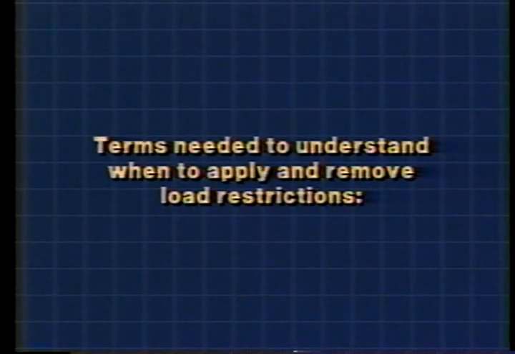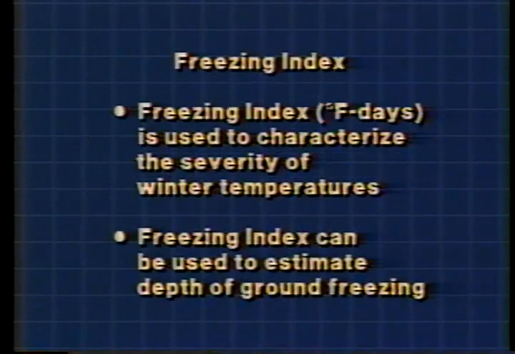To understand when to apply and remove load restrictions, you need to understand a couple of concepts to characterize freezing and thawing. The first of these concepts is freezing index. Freezing index is based on air temperature, is measured in units of degree Fahrenheit days, and is used to characterize how severe a winter's weather has been. Freezing index can also be used to estimate the depth of ground freezing beneath the pavement structure at any time during freezing weather. Such estimates are important in the guidelines to be presented shortly.